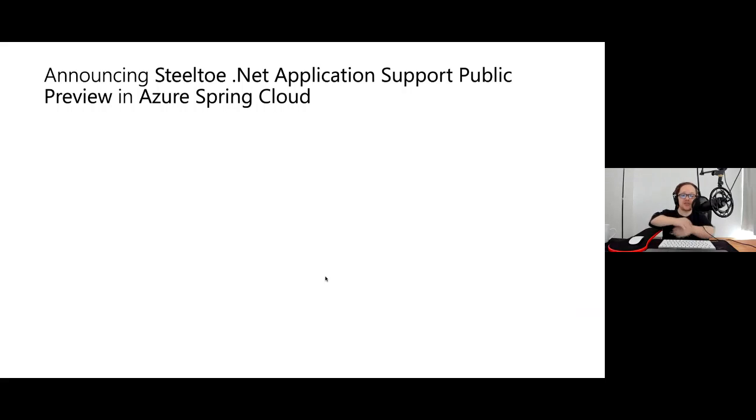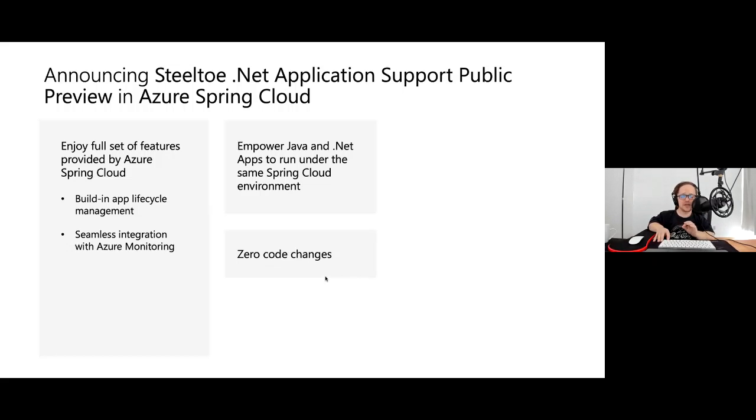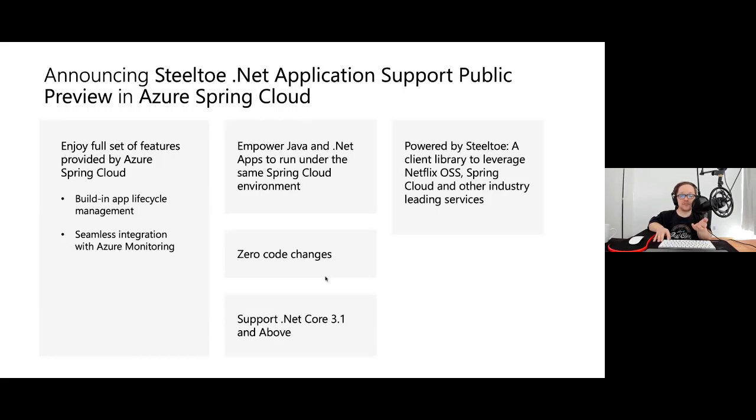So a little bit more about Azure Steeltoe. It's in public preview right now. You can sign up for it and you can start using it right now. And you've got the full features of Azure Spring Cloud. So you've got the app lifecycle management, integration with Azure monitoring. You can run Java and .NET apps side by side and get them to interoperate and speak to each other using the same registry and cloud services.